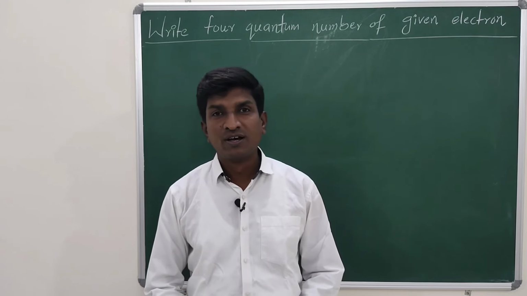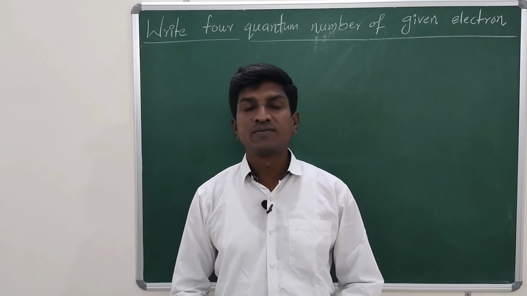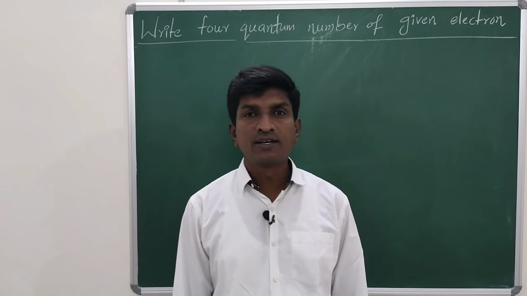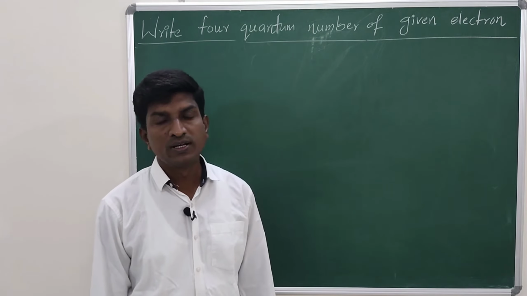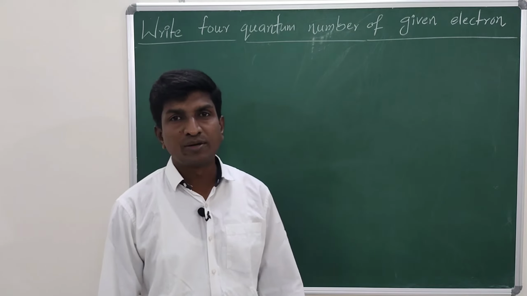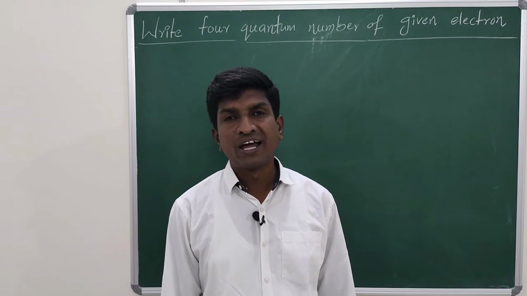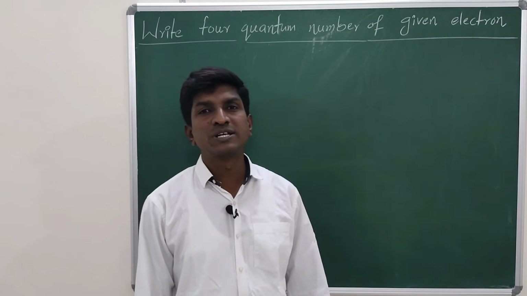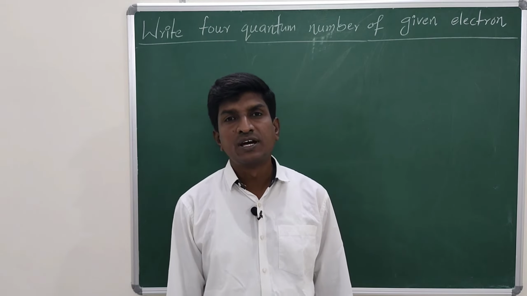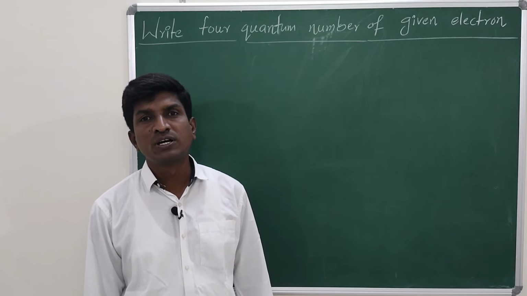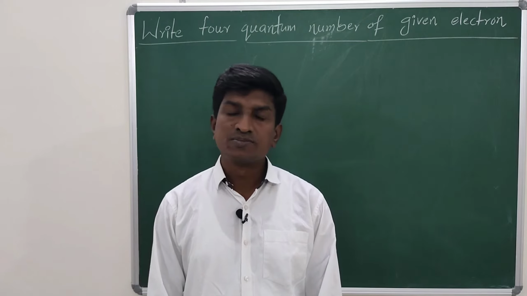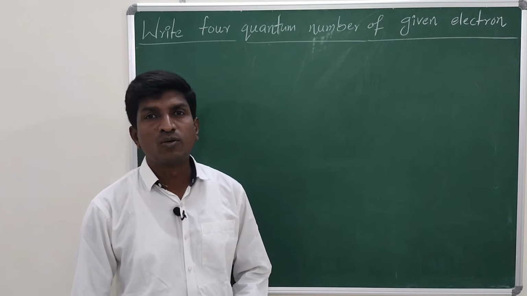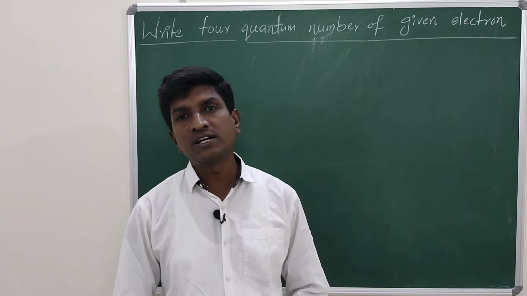Today our topic is how to write the four quantum numbers of a given electron. We know that there are four quantum numbers in total. One is the principal quantum number, which explains atomic size and atomic energy. Then the angular momentum quantum number explains subshells and their shapes. The magnetic quantum number explains the orientation of the subshells. And the spin quantum number explains the orientation of electrons inside the subshells.